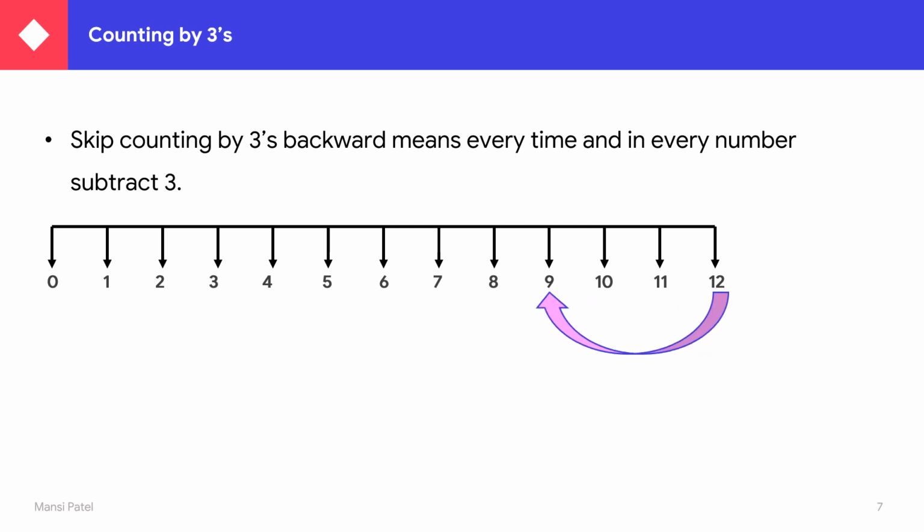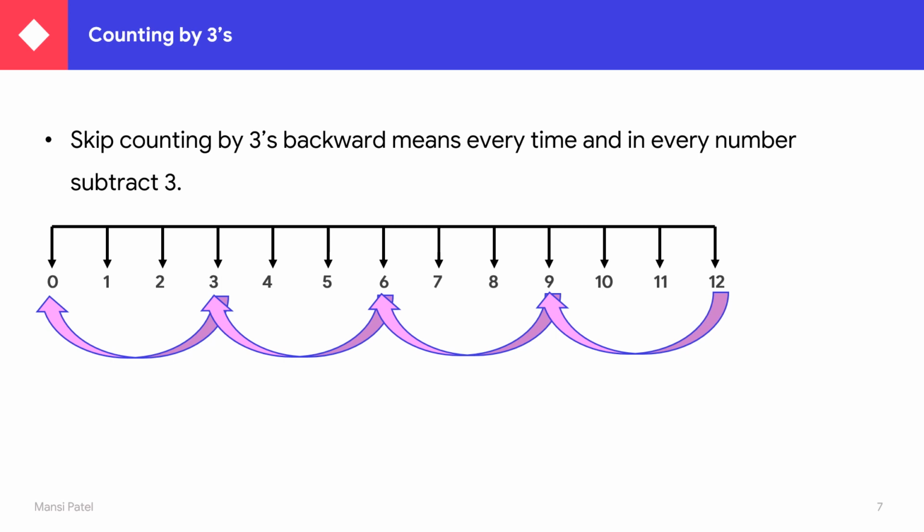So your first jump from 12 to 9, then 9 to 6, then 6 to 3 and then 3 to 0. So how many jumps are there to reach 0? 1, 2, 3, 4. So this is known as counting backward. In counting backward by threes, we have to subtract 3.